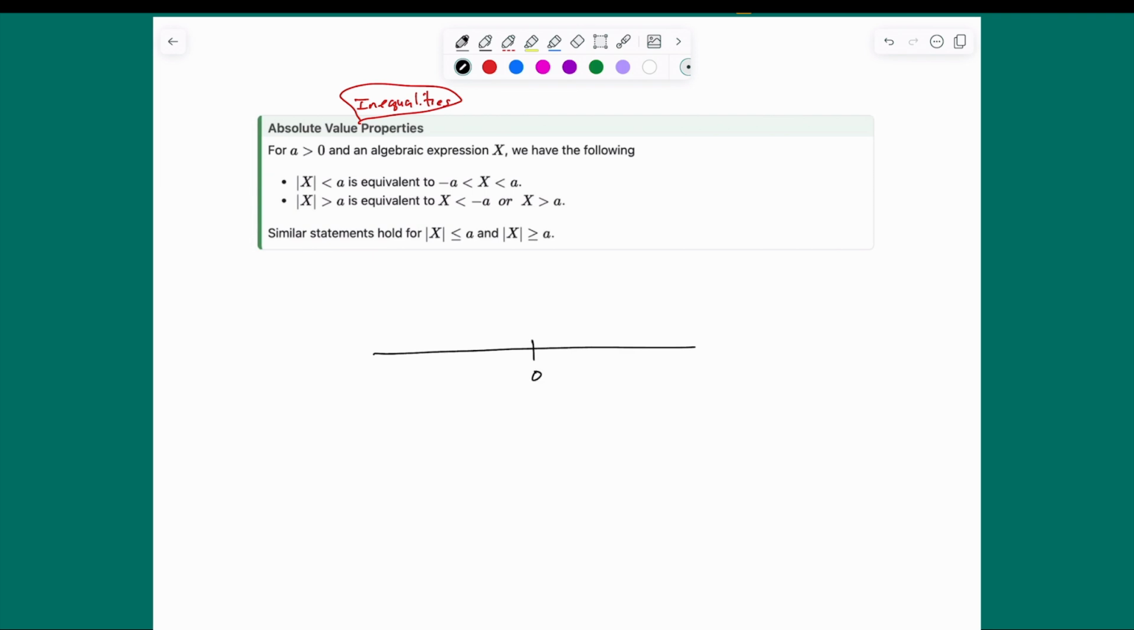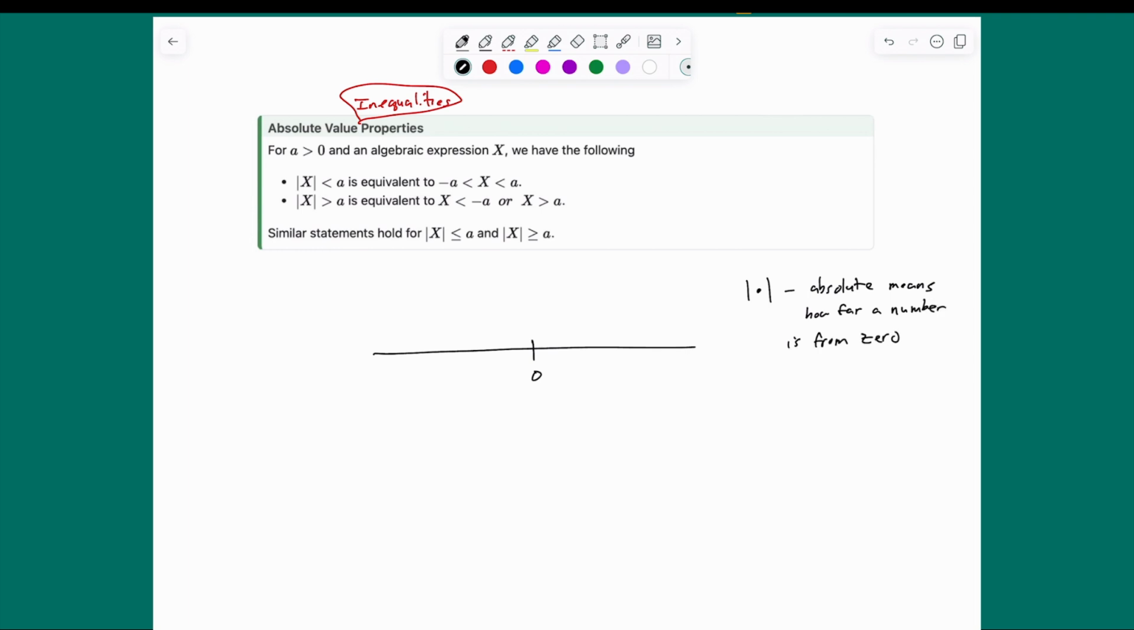And so basically, absolute value is a way to come up with distance. Basically, how far. So in other words, absolute value, right? That symbol means the distance, how far a number is from zero.